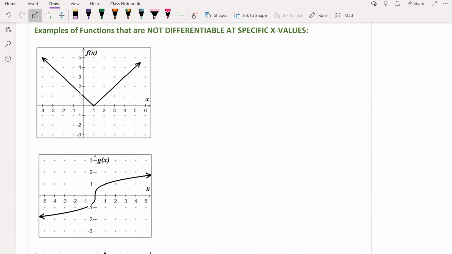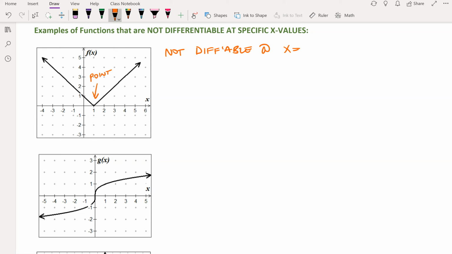Okay, examples of functions that are not differentiable at specific x values. And it would be helpful for you to get a sketch of these in your notebook. You don't have to draw them exactly, but obviously this is an absolute value graph. It's a v, so draw a v. All right, and this function is not, and we're going to abbreviate differentiable, diffable. So this function is not differentiable at what x value? At x equals 1 because we have a point.